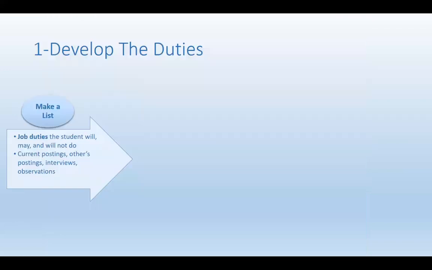So let's talk about how you get to this phase. The first one is you simply make a list. What's the student going to be doing? What might they be doing? What won't they be doing? And you can look at other positions within your department. You can talk to current employees or students. You can make some observations, talk to other faculty, staff, whoever in the department might be working with the student, but make a big list of all the things the student could be doing, might be doing, and won't be doing. That'll give you a good framework.